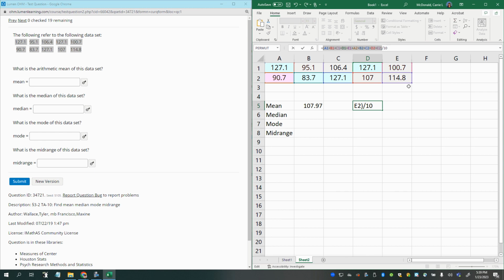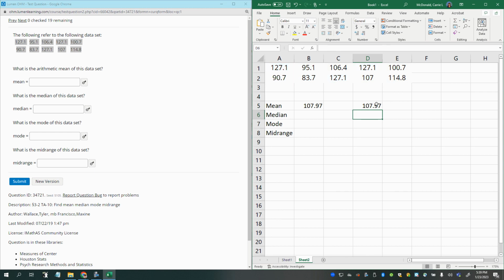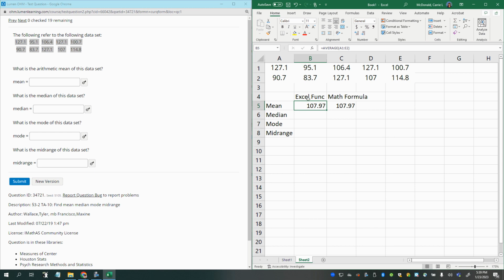So now when I press enter, I get an answer that is actually reasonable. And in fact, it is right in line with what I got from my Excel function. And so using the math formula, I got the same answer. So it's just helpful sometimes, when you're in the learning process, especially to try it both ways if you have a nice small data set.